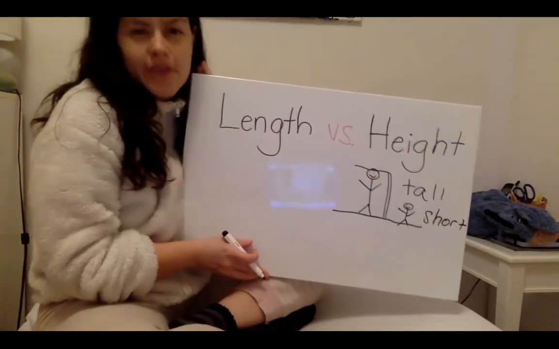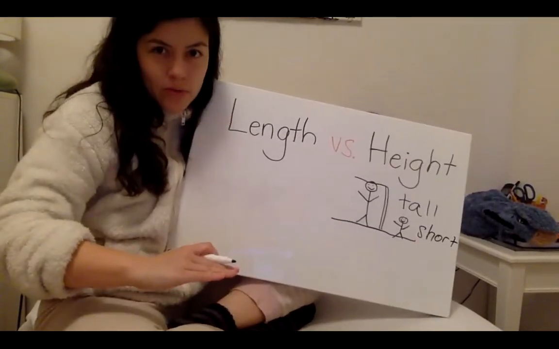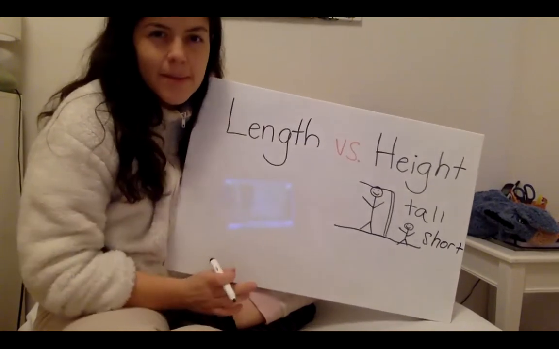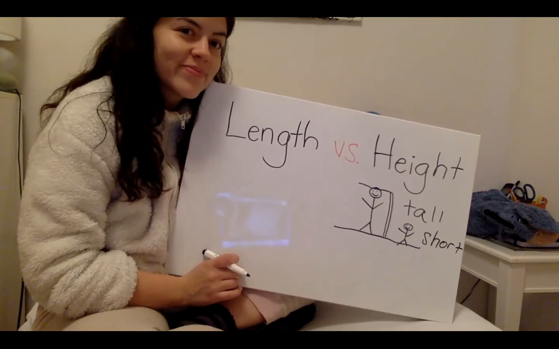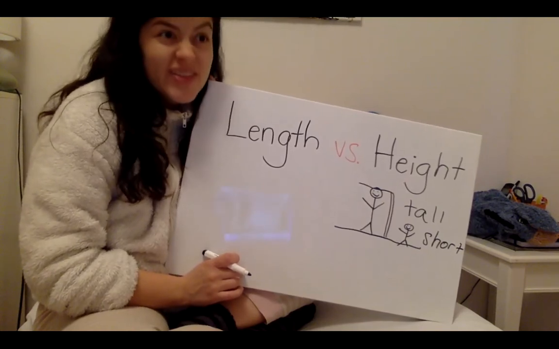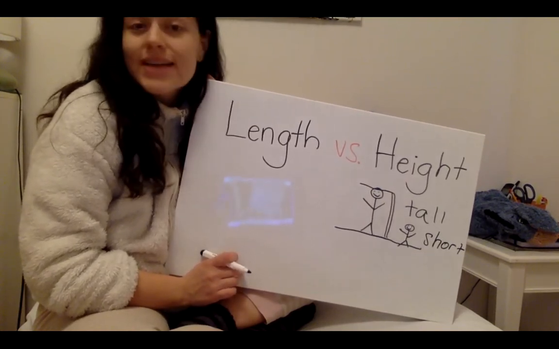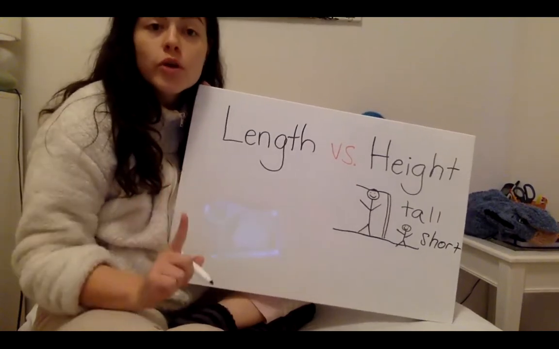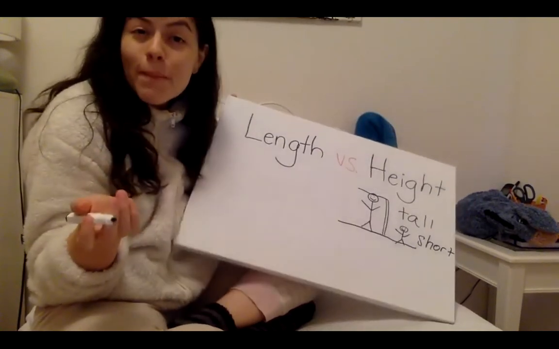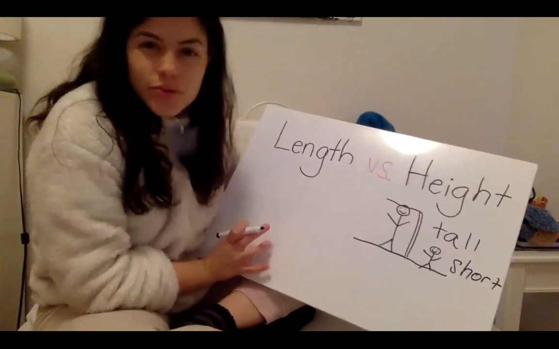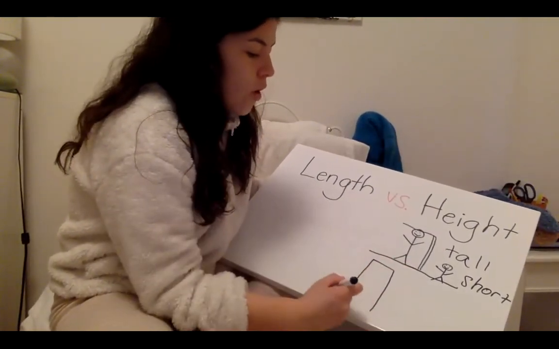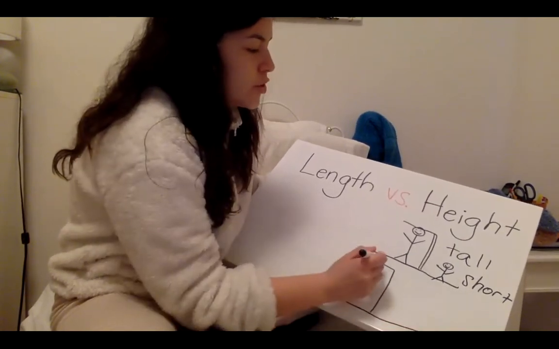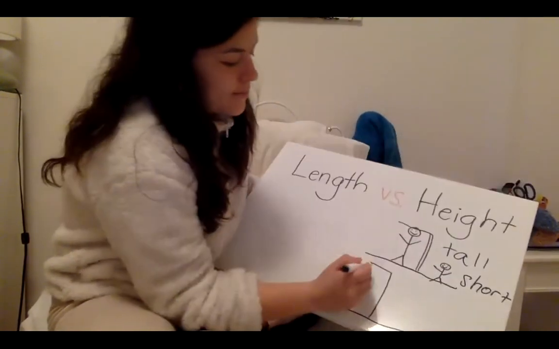What are some other things that we measure from the ground up? Can you think of some? I just thought of the Statue of Liberty. The Statue of Liberty starts on the ground and goes upwards, just like buildings. So statues and monuments and buildings are all things that would be measured using the word height.